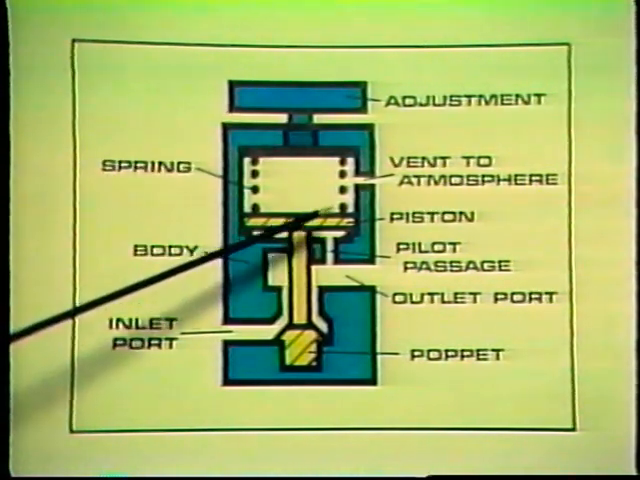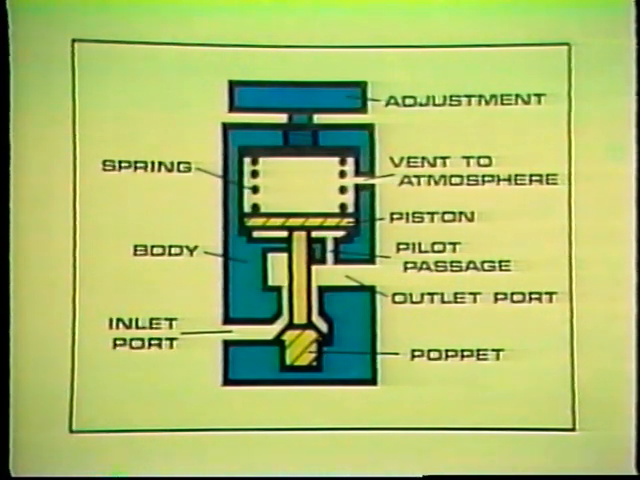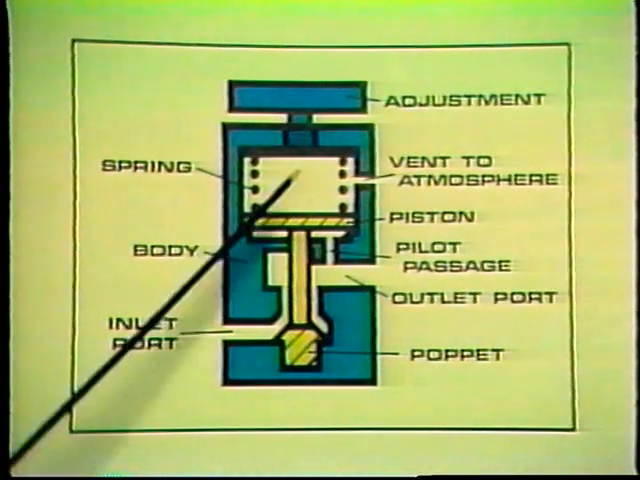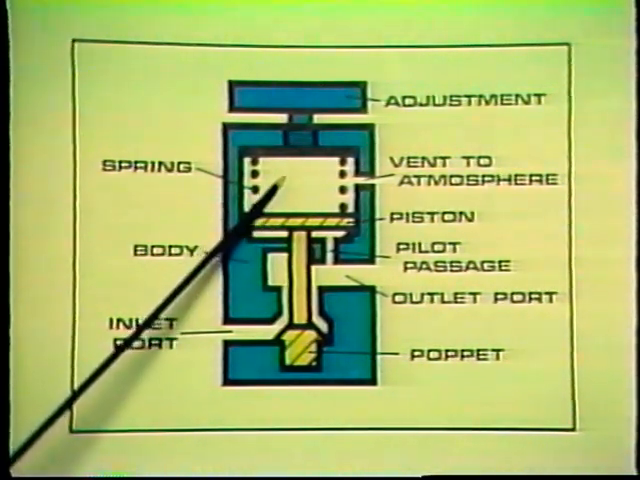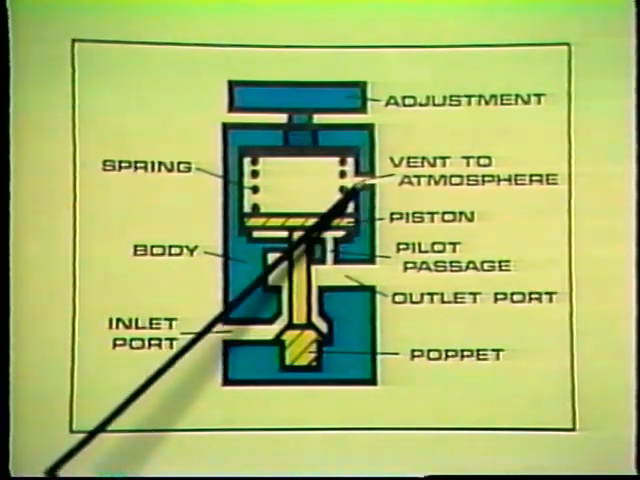As we will explain, this passage, called the pilot passage, is very important to regulator operation. Finally, this chamber, which houses the spring and piston, is vented to the atmosphere through this small opening here. I should mention here that there are also non-vented types which work on the same basic principle. Okay, let's see how the pressure regulators work.